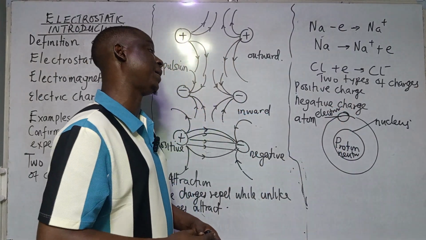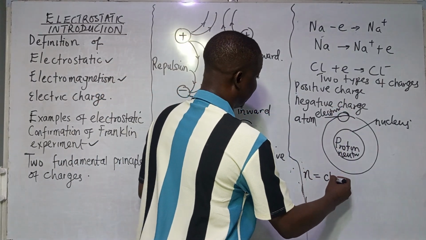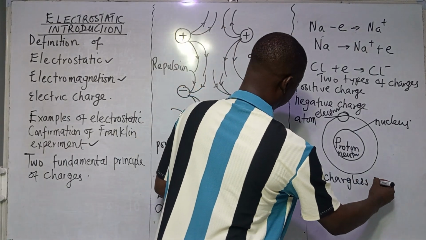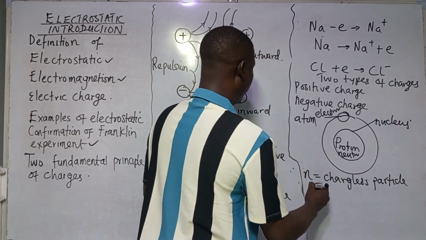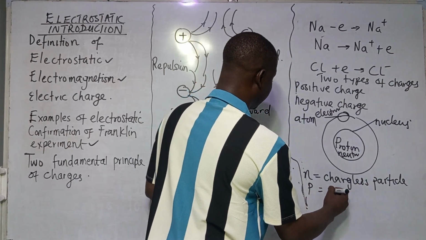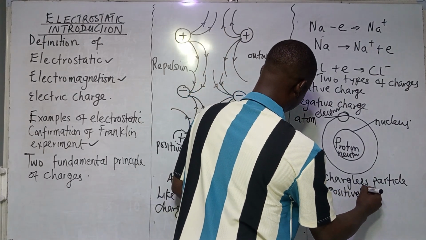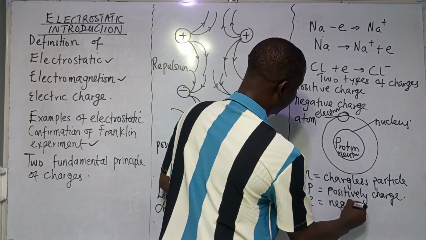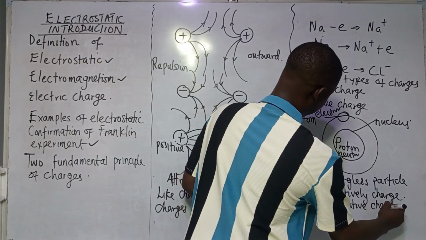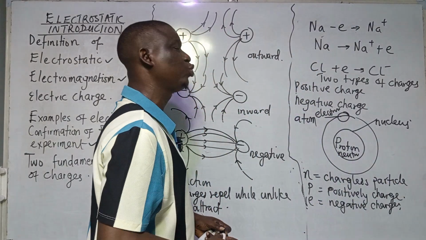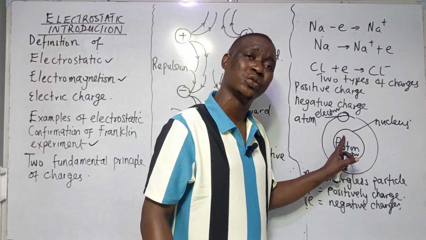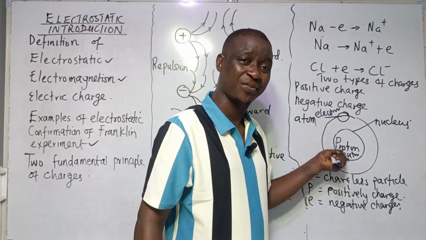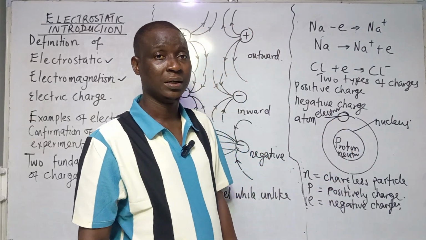So what are the subatomic particles? Don't forget that the neutron is chargeless. It's a chargeless particle. The proton is a positively charged particle, while the electron is a negatively charged particle. Now, the mass of the proton and neutron inside this nucleus is 2,000 times the mass of the electron at the outer shell.